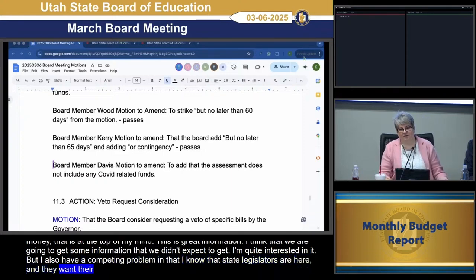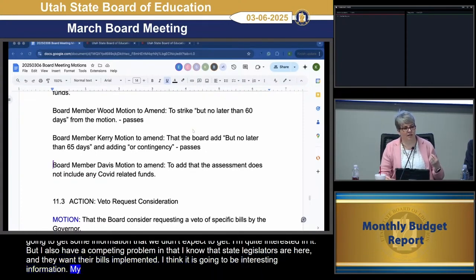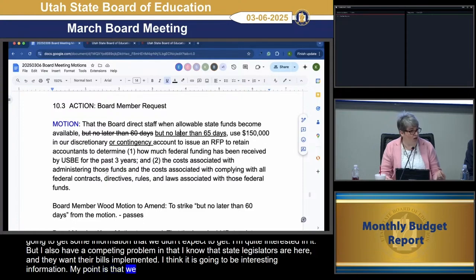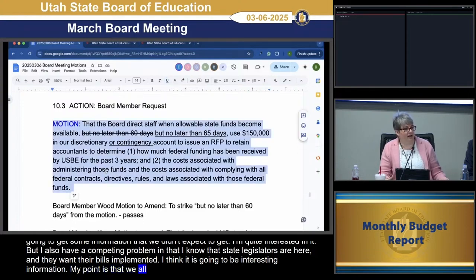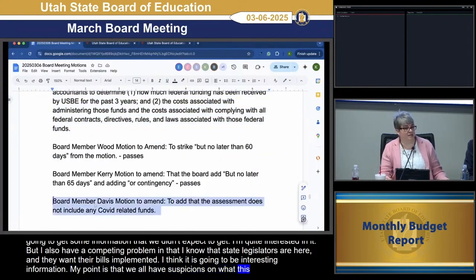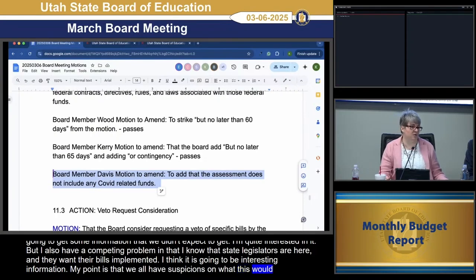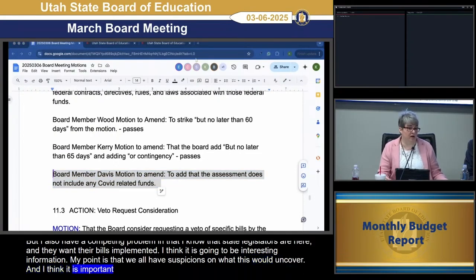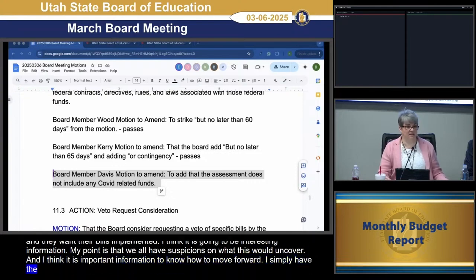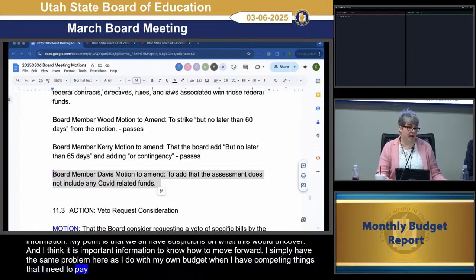I think my point is that we all have suspicions on what this would uncover, and I think it is important information to know how to move forward. I simply have the same problem here as I do with my own budget when I have competing things that I need to pay for, and I don't know where those monies come from. And we are, to Member Bogus's point, this is speculative.